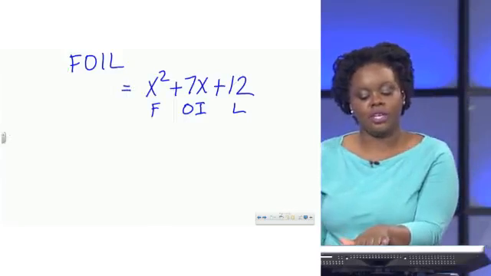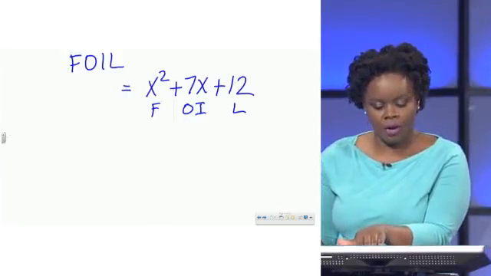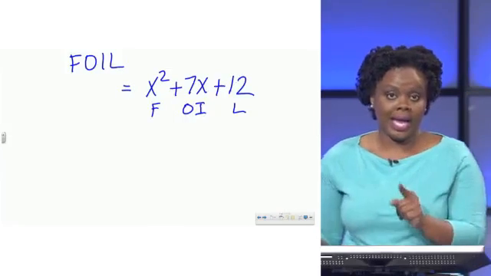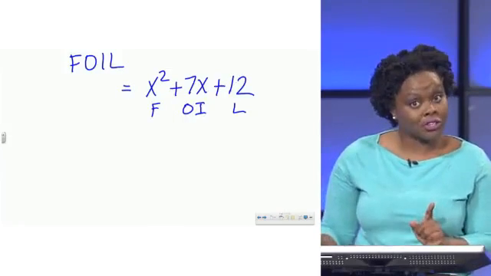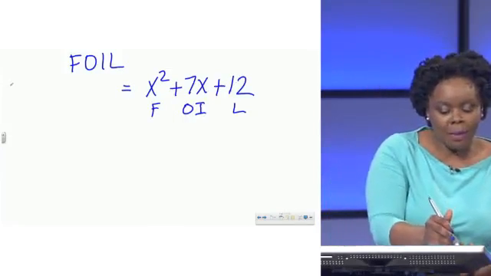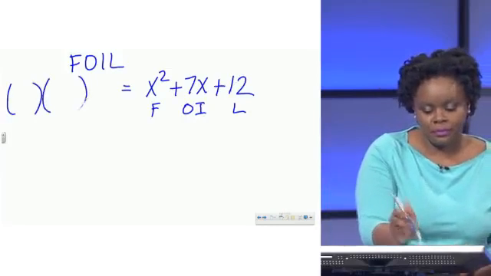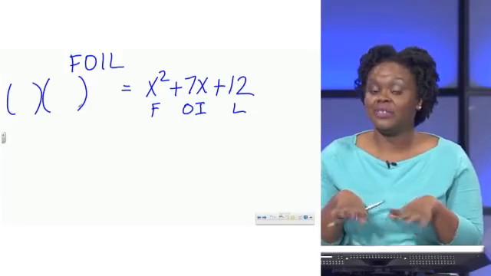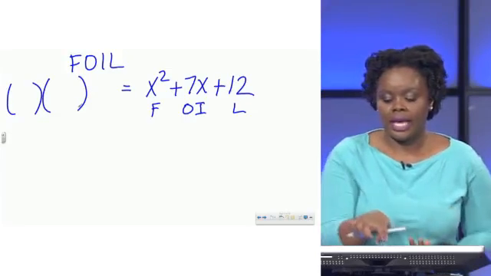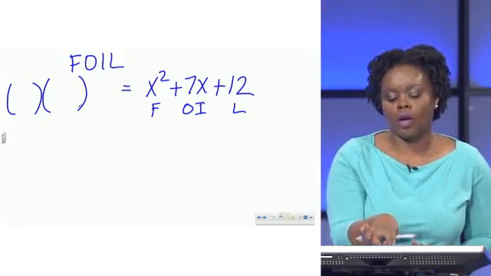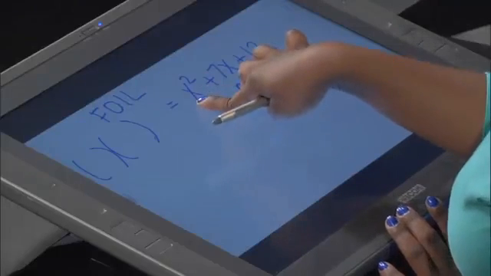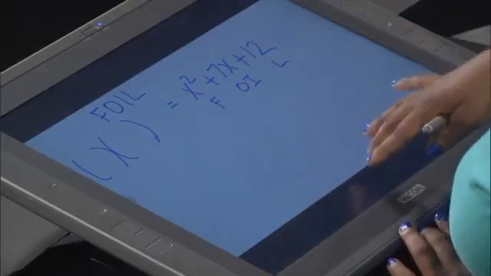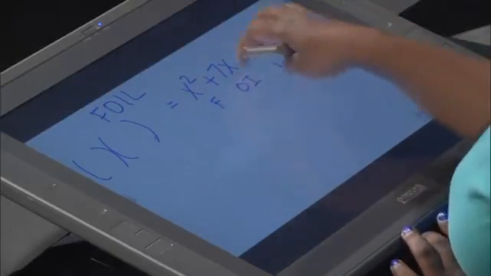Okay, so what if I gave you this trinomial, x squared plus 7x plus 12, and I asked you what were my factors? What did I multiply together to get this trinomial? That is what it means to factor a trinomial. And in this case, the leading coefficient is 1 because the coefficient of this first term is 1. So I'm going to show you how we work our way through this problem and factor a trinomial.